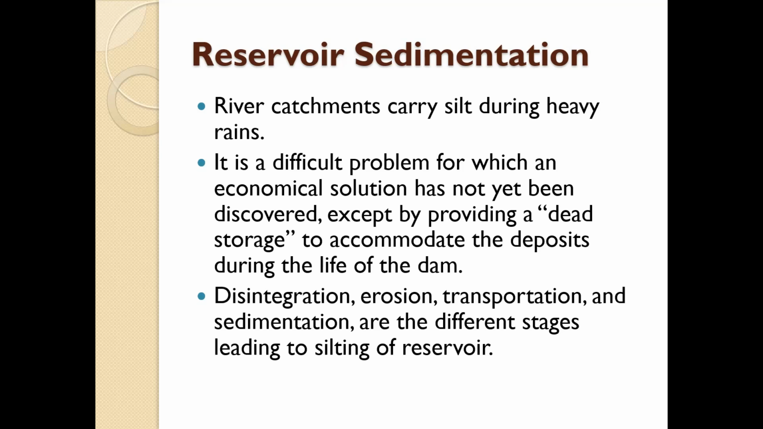Disintegration, erosion, transportation, and sedimentation are the different stages leading to the silting of a reservoir. The total volume of the silt likely to be deposited during the design life of the dam is approximately left unused, as we have seen, and is known as the dead storage. The remainder is known as the effective storage or the live storage. Dead storage generally varies between 15 to 25% of the total capacity.